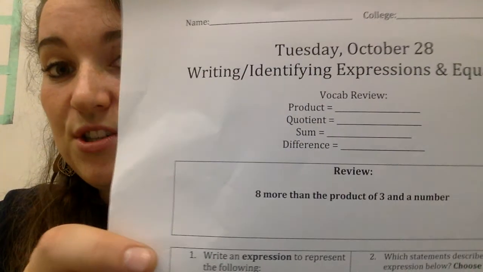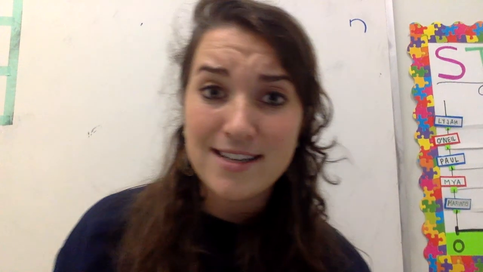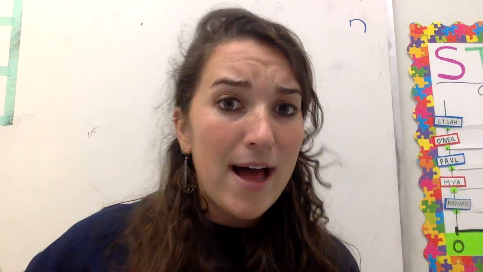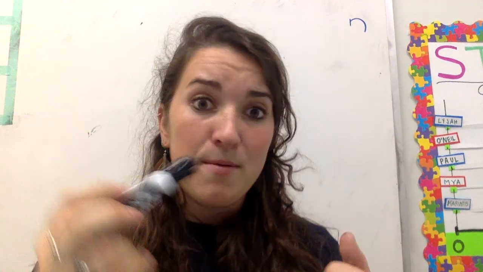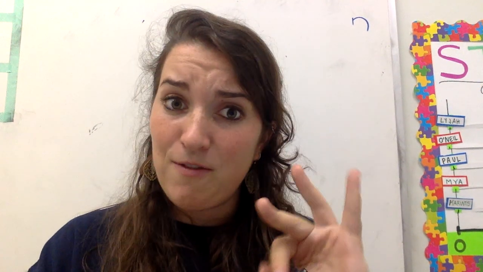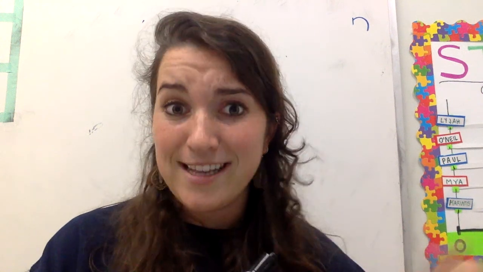Everybody should have a paper that looks like this. Tuesday, October 28th, writing and identifying expressions and equations. First, at the top, go ahead and fill in that vocab review. Product, multiplication. Quotient, division. Sum, addition. Difference, subtraction. So fill in those 4 vocab words.